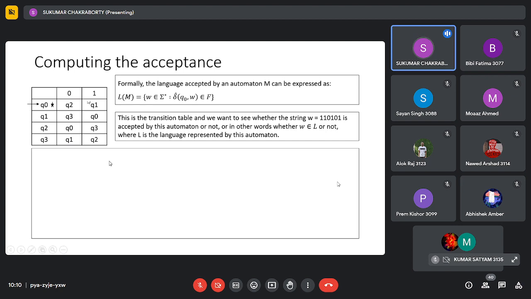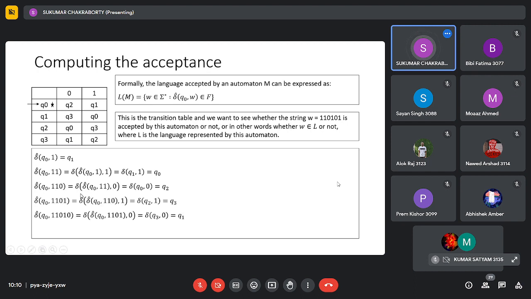the output. So then the machine does this: delta hat q naught 1 is q1, because we can see q naught 1 goes to q1, then q naught 1 1. That means we are applying delta on delta hat of q1, q0 and 1. Then 1 1 0 means we are applying delta on delta hat of q naught 1 1. So it goes on like this, and using this extended transition function, you should be able to compute the acceptance of a string or the rejection of a string by a machine. And this gives you the hint of how you can write a program, right?